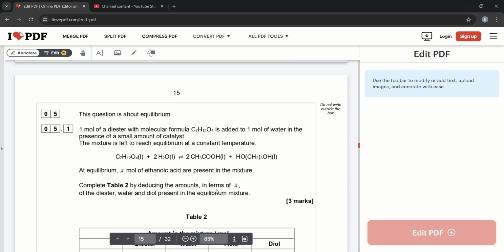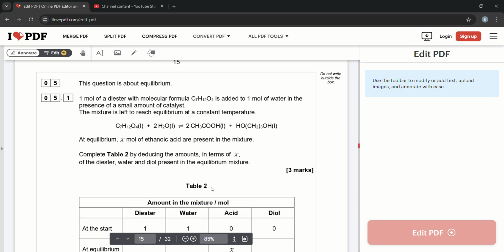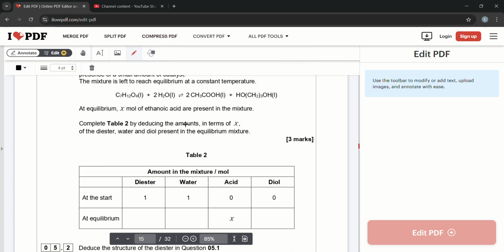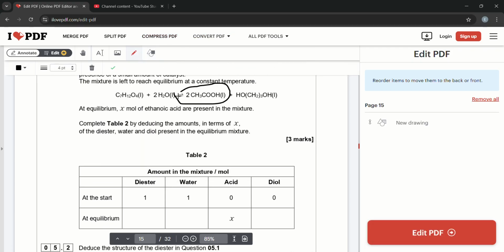Question 5. This question is about equilibrium. 5.1: Complete table 2 by deducing the amounts in terms of X of the diester, water, and diol present in the equilibrium mixture. 3 marks. Okay, so the acid is clearly this, and the diol is this, the diester is this, and the water is this. Now we know which one is which.